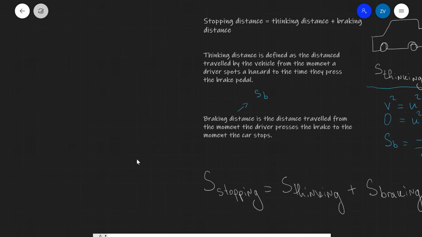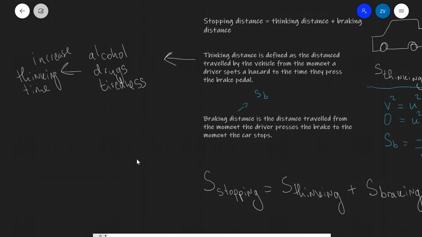Well now, what are some factors that affect each of those? For our thinking distance, this is all about the condition of the driver. So for instance, if they are under the influence of alcohol or drugs or tiredness, this will increase the thinking time, and thus, because they're directly proportional, it will increase the thinking distance.